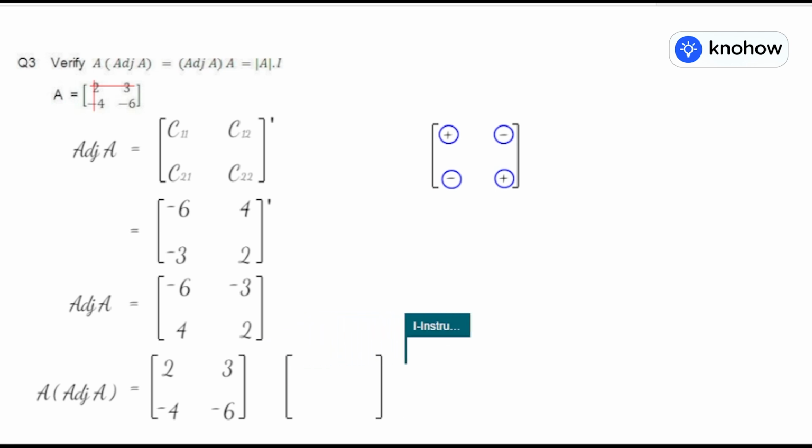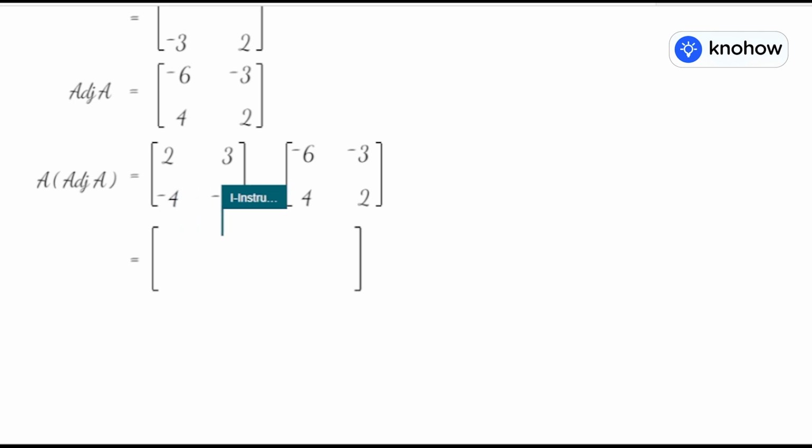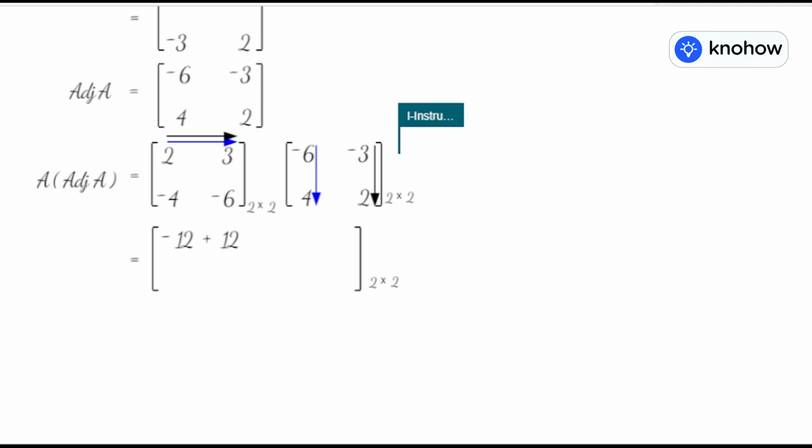Adjoint A we worked out as minus 6, minus 3, 4, 2. Now take the product of the two. You know how to take the product of two matrices? Both of them being of the order 2 by 2, the product will also be of the order 2 by 2. And how do you take the product? Row to column. So it will be 2 into minus 6, that is minus 12, and 3 into 4 plus 12. Continue to multiply the first row with the elements of the second column.